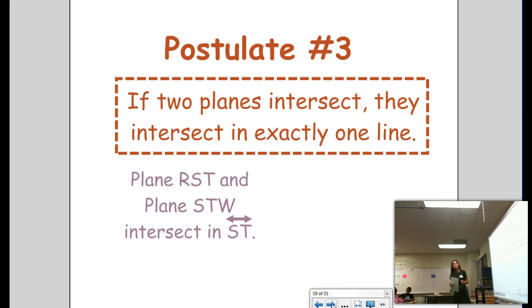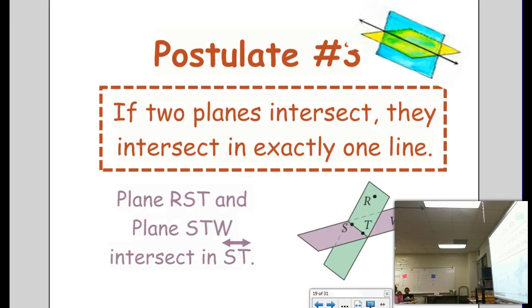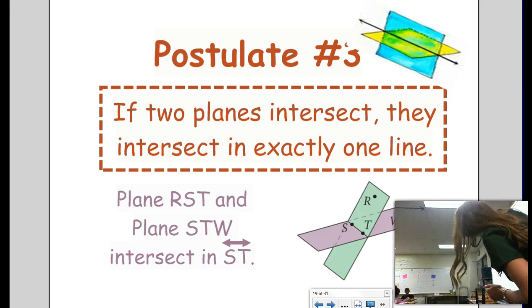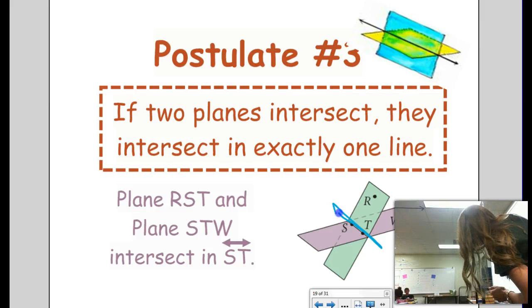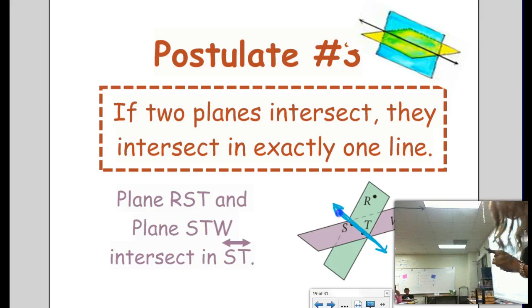And the picture isn't showing up on that one. So, plane RST and plane STW intersect in line ST. So here's where they're intersecting right there. See that? Line ST. That's where they intersect. 3 down. How many to go? 1 to go. We're almost done.